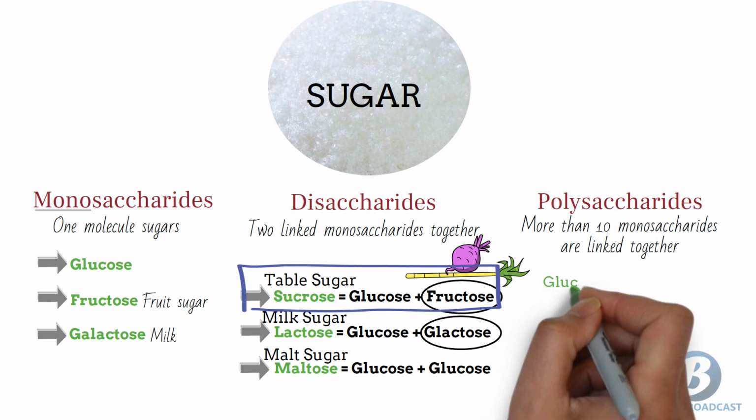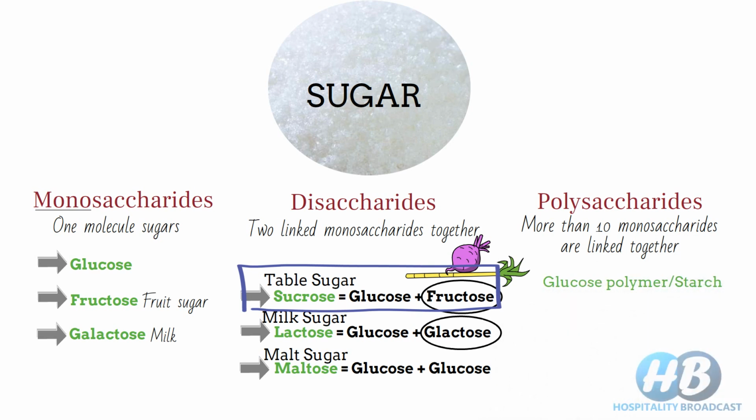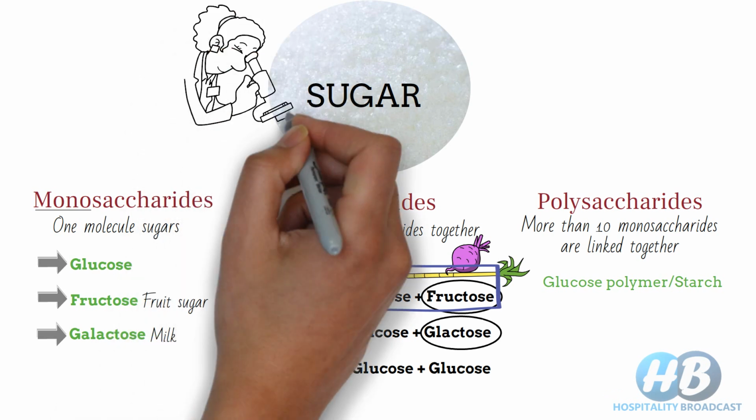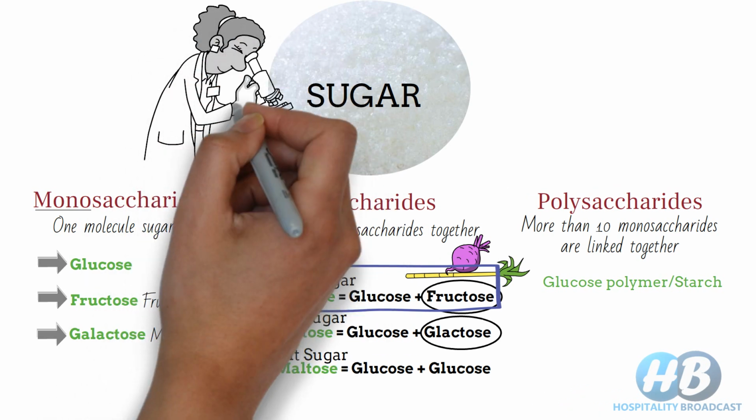For example, starch or glucose polymer. Well, for your knowledge, all these types belong to the family of carbohydrates. Well, yeah, I know, let's not go deeper into this sugar science.